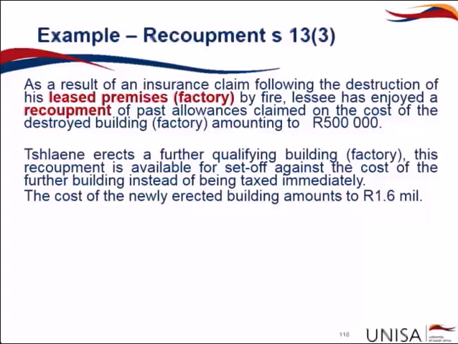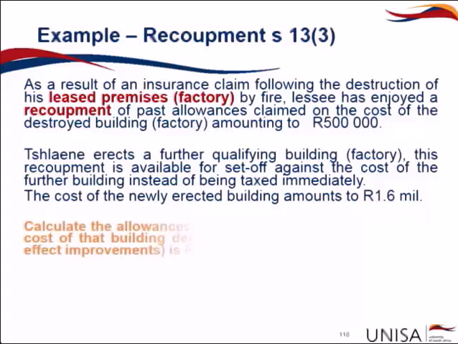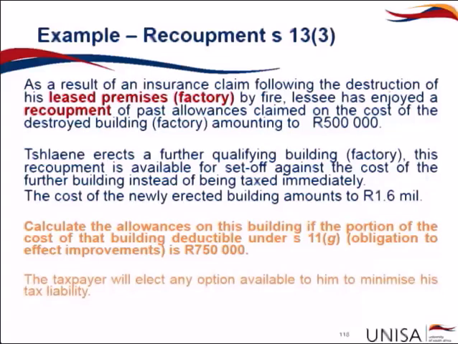Now here we're integrating leasehold improvements as well as recoupment and the application of the setting off of a recoupment. We are required to calculate the allowance on this building if the portion of the cost of that building, the new building, that qualifies for a deduction in terms of section 11G being leasehold improvements is 750,000.